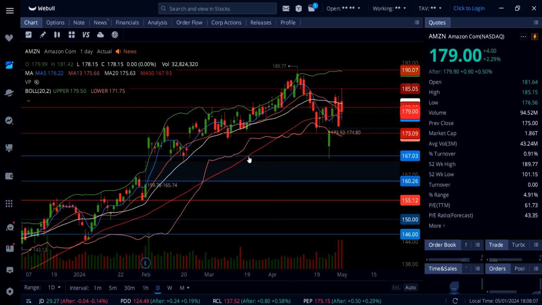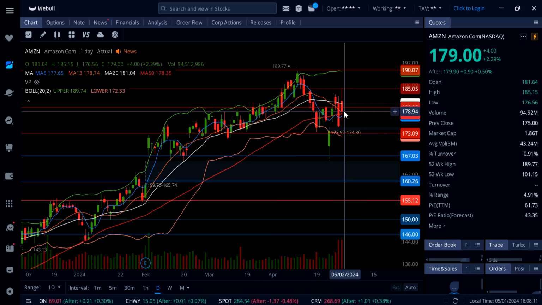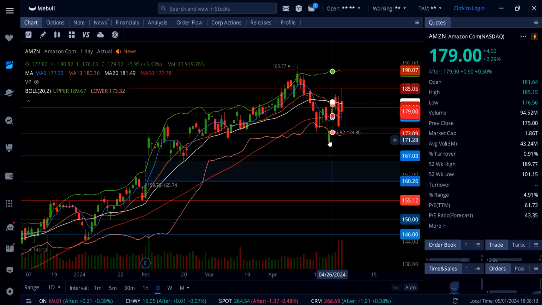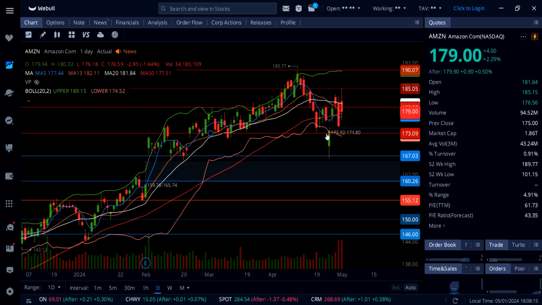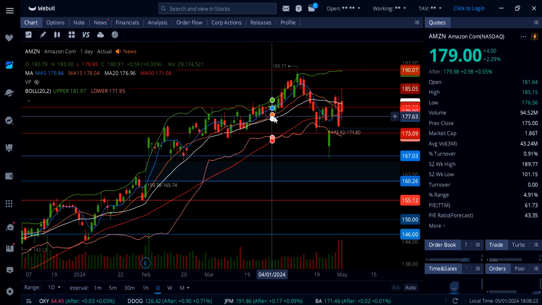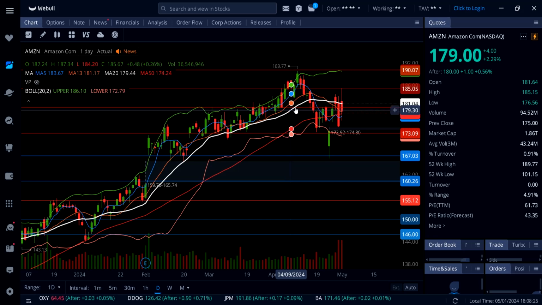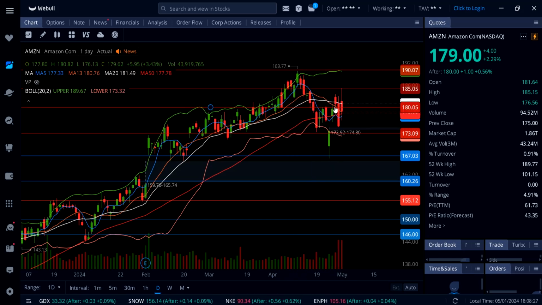into closing, 50-day moving average. But if that gives up, you're going to see a drop down to 173 down here to close this gap, and that would be another strong support, and then 167. Now if Amazon can break and hold right here 180, then watch out for the resistance at 181, 20-day moving average, and above that 185.